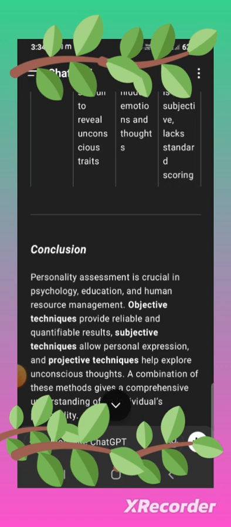Conclusion. Assessing personality is essential for understanding human behavior, improving learning strategies, career counseling, and mental health diagnosis. Objective techniques provide structured and measurable results. Subjective techniques allow for personal expression but may be biased. Projective techniques reveal subconscious emotions but require expert interpretation.